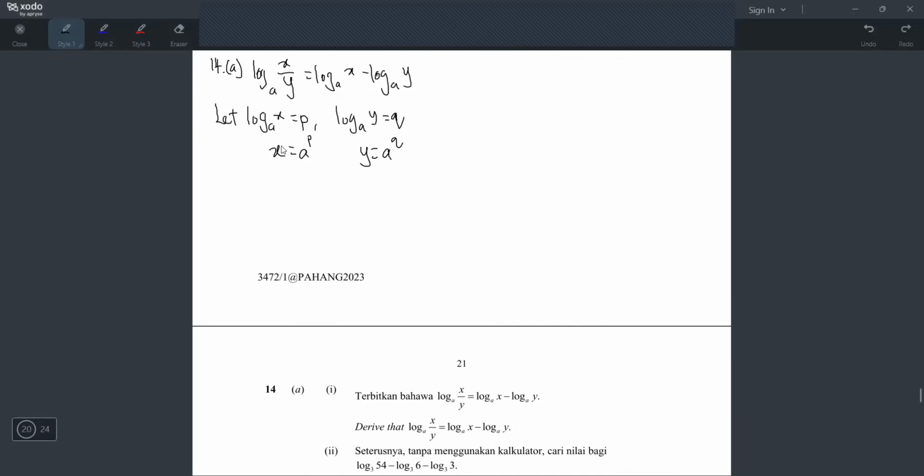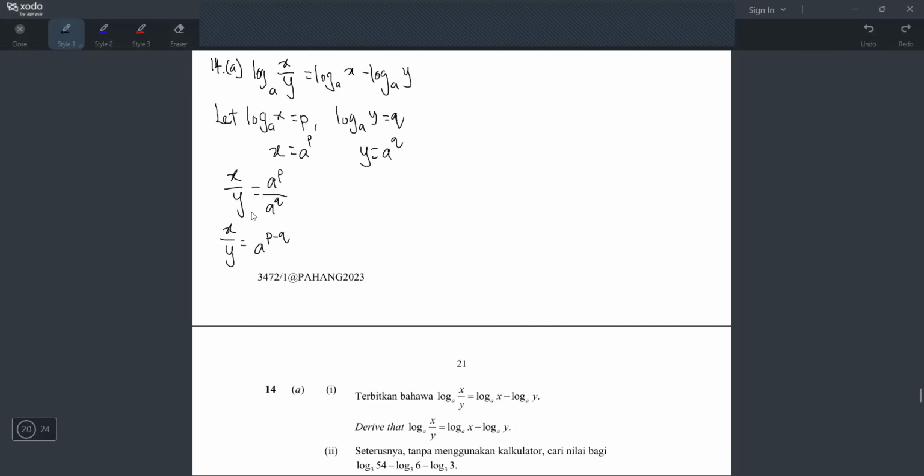After this, you take x divide y, because the formula I'm proving is the division rule. If I'm doing the multiplication rule, I will do x times y. But since I'm doing the division rule, I will do x over y. It means the other side will be a power p divide a power q. And we can use the law of indices here. When we have the same base, the power we minus, so it will be p minus q.